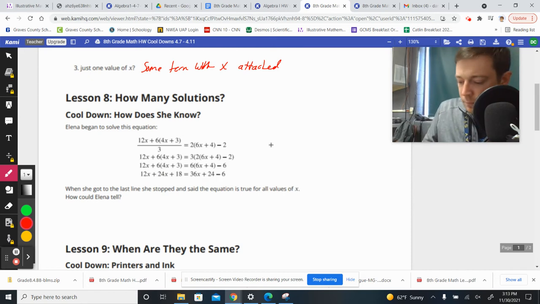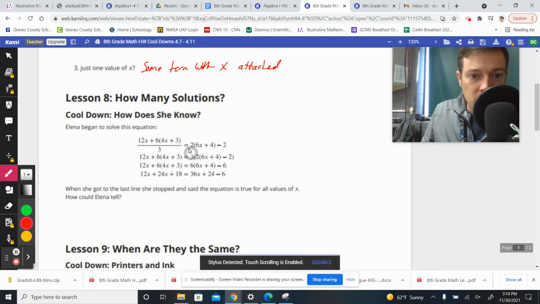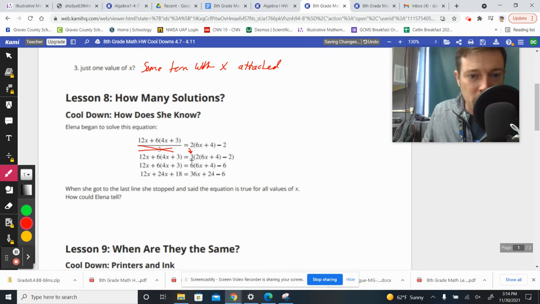The first thing she's done is she saw the big divide by 3 on the left, and she said, "You know what? I'm going to get rid of that divide by 3 by multiplying both sides by 3." When I multiply the left side by 3, it just gets rid of this. And when I multiply the right side by 3, I put everything on the right side in parentheses and multiply it by 3.